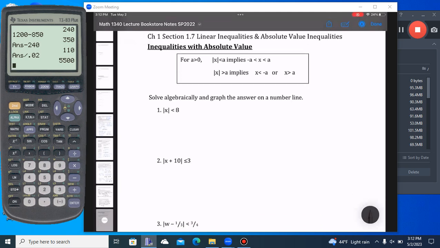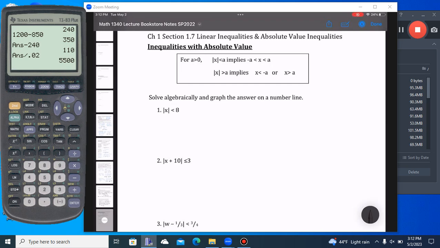Last couple things we're going to look at for this section is absolute inequalities, and actually we've already done a lot of the work on this, so it's just knowing how the inequalities break down. If we have a less than sign, so absolute value of an expression less than a number, then it's going to break down into a conjunction. So negative a less than x less than a.